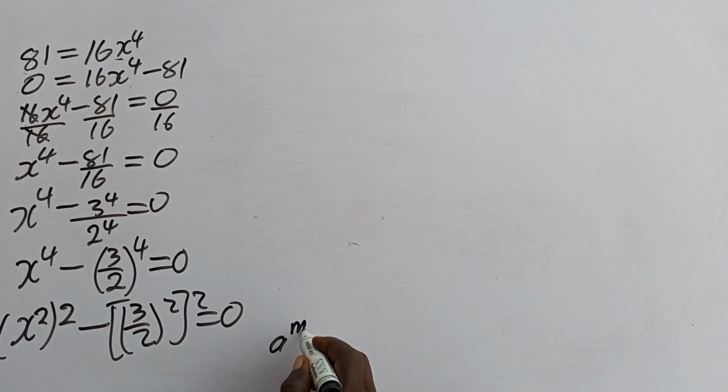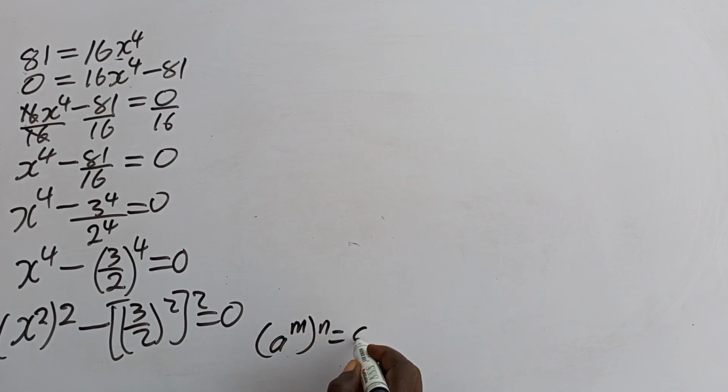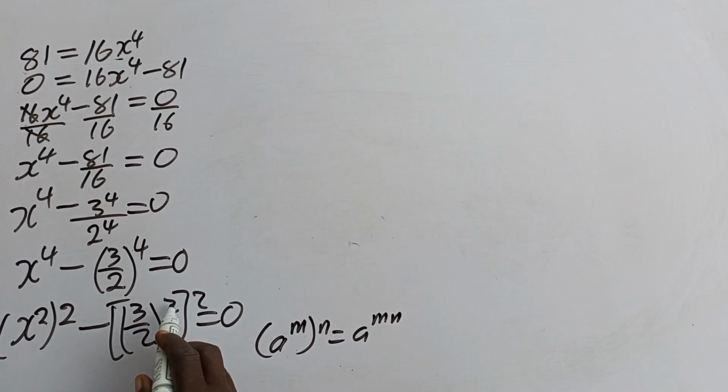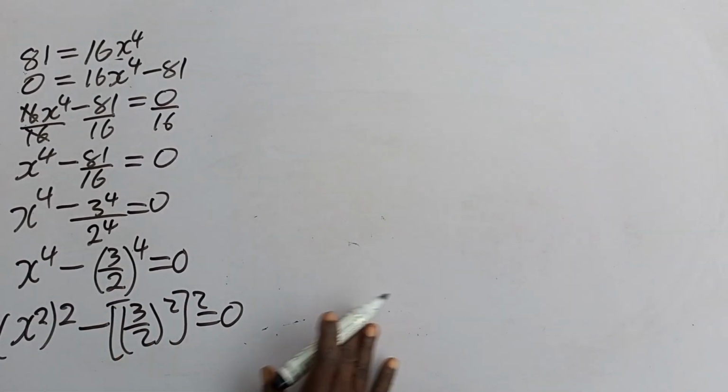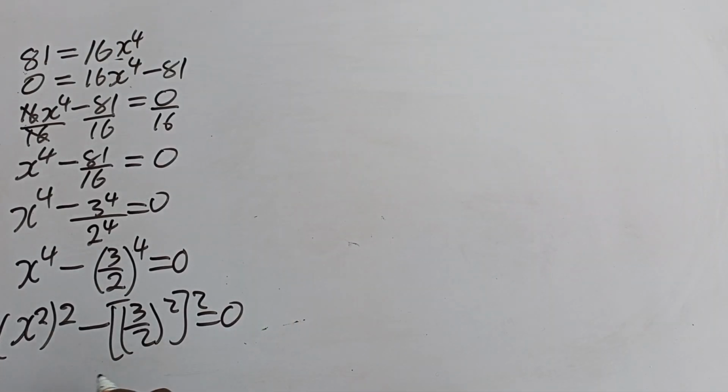Remember, a to the power m raised to the power n is a to the power mn. We just multiply the power. So you multiply this power, you get back 4. You multiply this power, you get back 4. So we have respected the law of powers in indices.